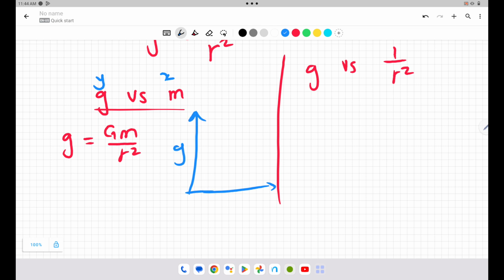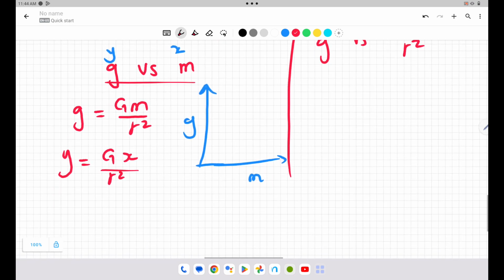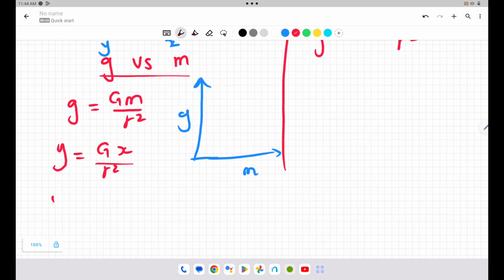So it means we're having g versus m. What I'm plotting along the y, I replace it with y. What I plot along the x, I replace it with x. Everything else, G divided by r squared, must be kept constant. So y is equal to ax. What is a? Let a represent G over r squared. So this will be a straight line graph passing through the origin.